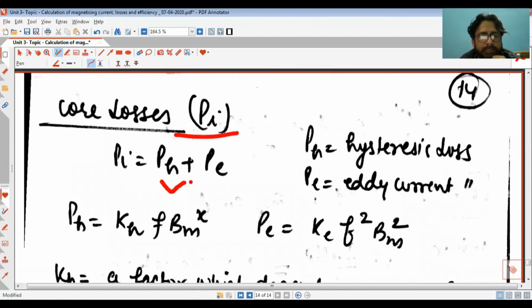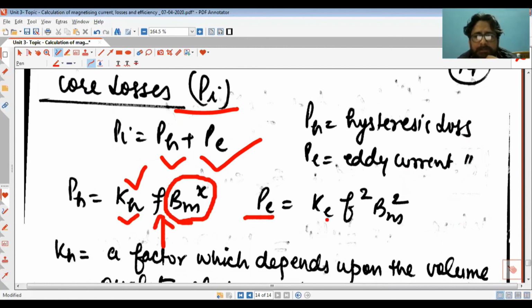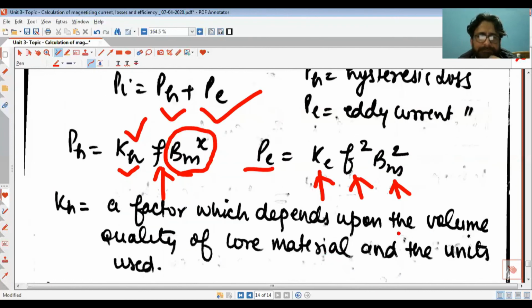So what are iron losses? They are the sum of hysteresis losses and eddy current losses. Hysteresis losses depend upon a factor kh, the frequency of the alternating flux and the maximum flux density. Similarly, eddy current losses depend on a constant factor ke, the square of the frequency of the alternating flux and the square of the flux density. Bm is the peak value of flux density.